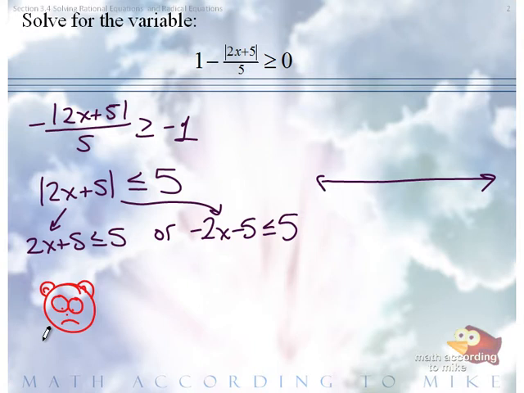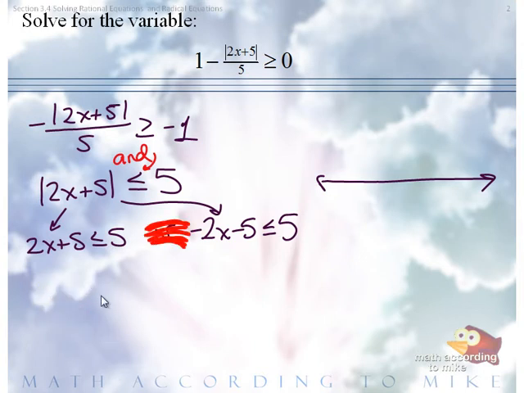All right, this is actually an AND statement now, because the absolute value is less than or equal to a number. Goodbye, sad panda. All right, 2x plus 5 less than or equal to 5. If we were to solve for x, what would we get? Yep, by subtracting 5, then dividing by 2.